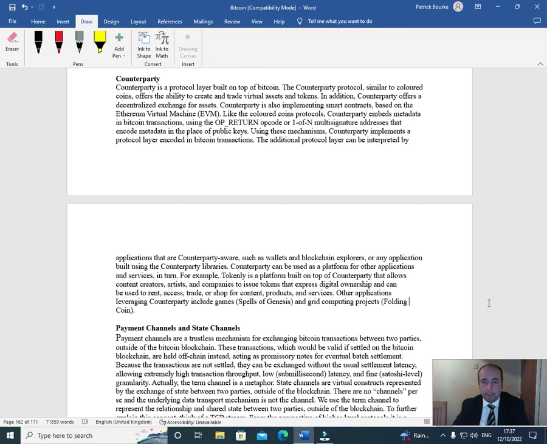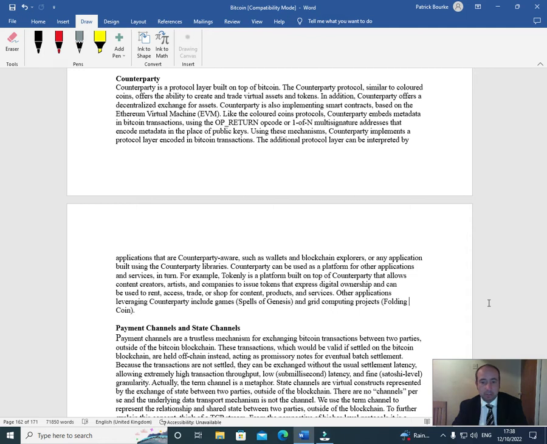Counterparty embeds metadata in Bitcoin transactions using the RETURN opcode or one of n multi-signature addresses that encode metadata in the place of public keys. Using these mechanisms, Counterparty implements a protocol layer encoded in Bitcoin transactions. The additional protocol layer can be interpreted by applications that are Counterparty-aware, such as wallets and blockchain explorers, or any application built using the Counterparty libraries.